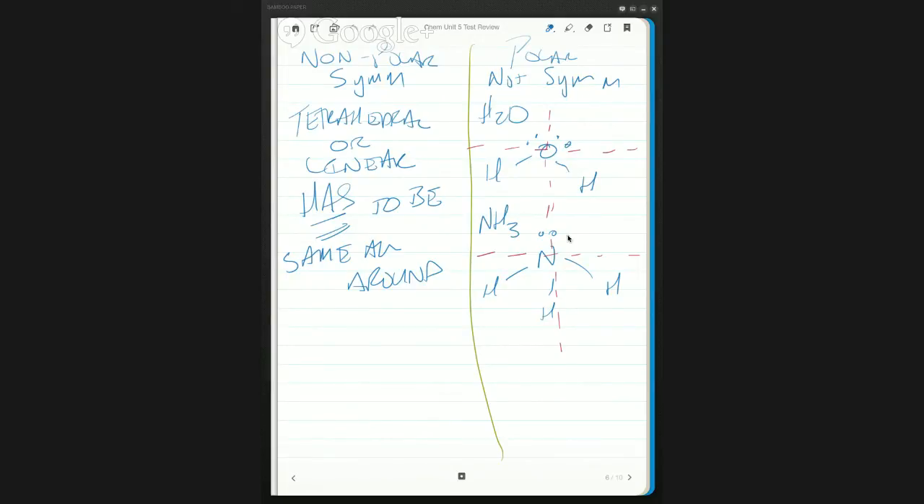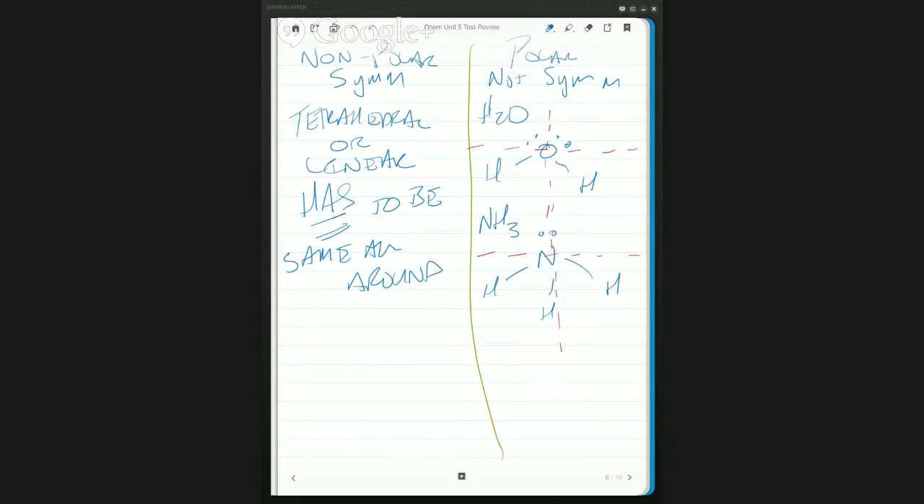For non-polar molecules, you can have tetrahedral or linear, but if you're gonna have them, they have to be the same all the way around. The electronegativities have to be the same all the way around. It's symmetrical all the way around. That's how you know it's going to be a non-polar molecule. So hopefully that helps.